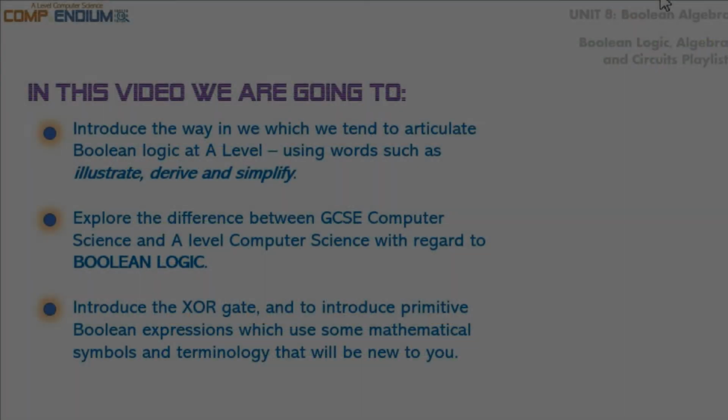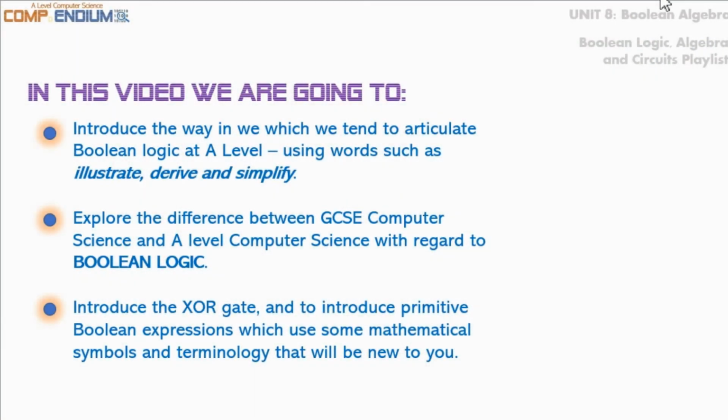So that brings me to the end of the first part of this video. We've covered off bullet points 1 and 2. We've spent quite a bit of time looking at the key difference between A-level computer science and GCSE computer science when it comes to Boolean logic. And I've also introduced you to some new terms as well, such as being able to illustrate, derive and simplify. That tends to be the language that we use at A-level. What I'm going to do in the next part of this video is to revise the basic logic gates from GCSE. I'm going to introduce you to the exclusive OR gate, and then we're going to look at some basic primitive Boolean expressions which allow us to describe logic gates and their truth tables using maths. So we'll see you in the next part of the video.